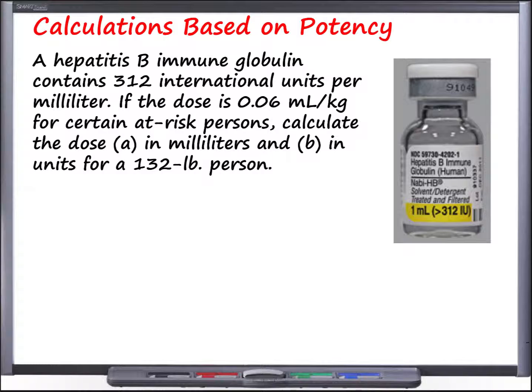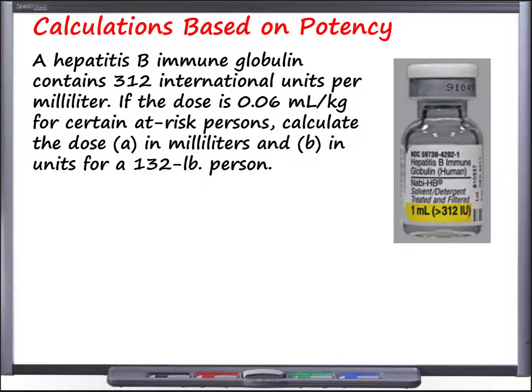So now if we read the question, it says this: hepatitis B immune globulin vial contains 312 international units per milliliter. If the dose is 0.06 milliliters per kilogram for certain at-risk persons, calculate the dose both in milliliters and in units for a 132-pound person. All right, we can do this.